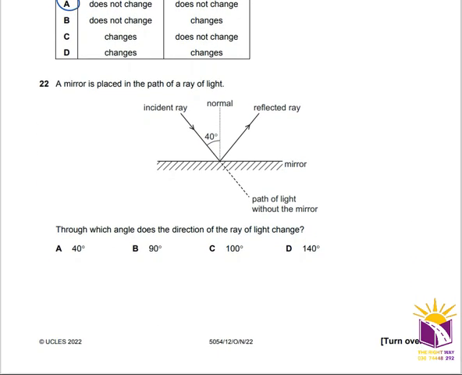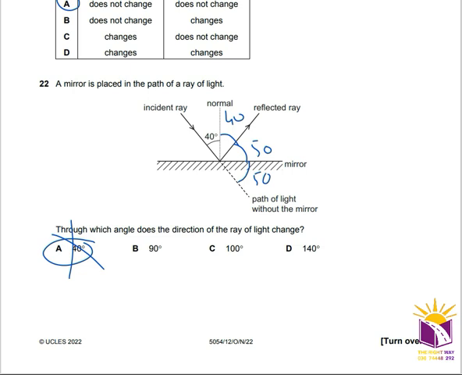A mirror is placed in the path of a ray of light. Incident ray making angle 40 degree, reflected ray. Through which angle does the direction of the ray of light change? Many students mark A as the answer, which is wrong. Here you are asked about the change in direction. So if this is 40, then this should be equal to 50, because with the mirror the normal is at 90 degree. So that one is 40, so the other one will be equal to 50, and it will also be equal to 50 on this side, and total will be equal to 180.